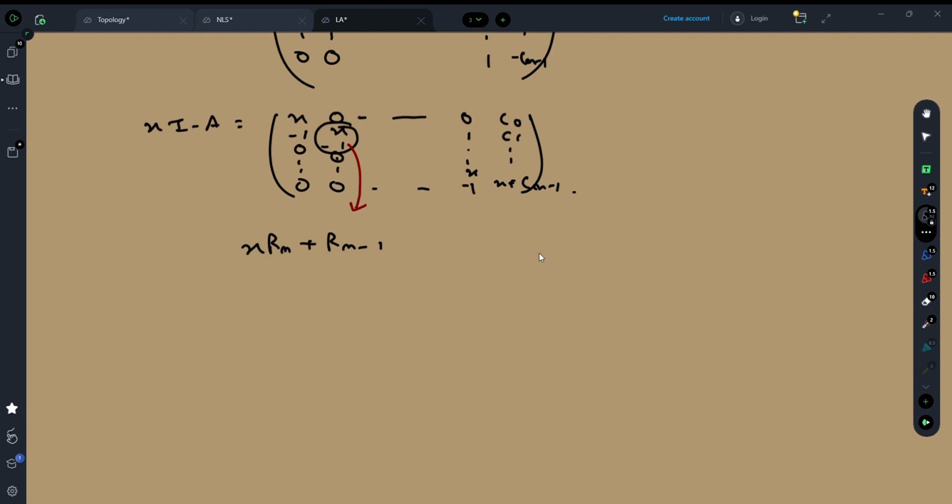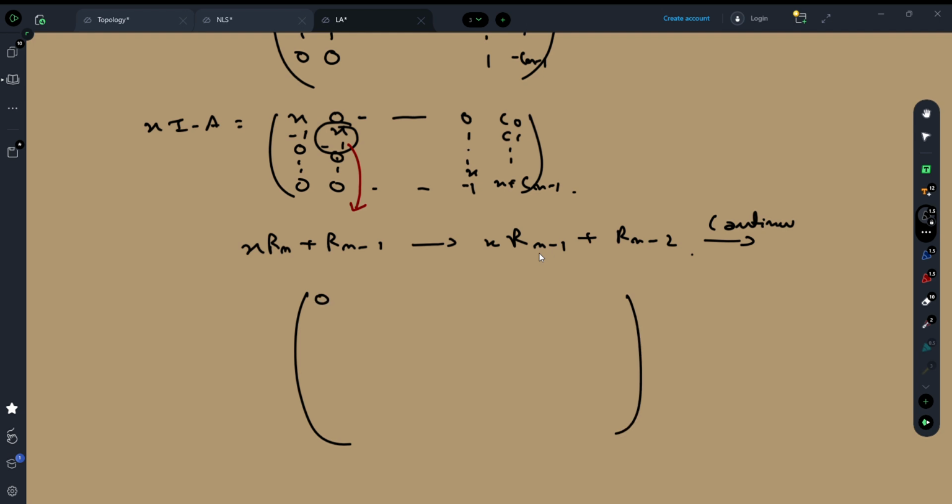But it won't change the determinant. These are simple row operations. It won't change the determinant, and we continue this process. After doing this, we multiply x times the Rn minus 1 to Rn minus 2, and we continue the process. Okay, we continue the process.